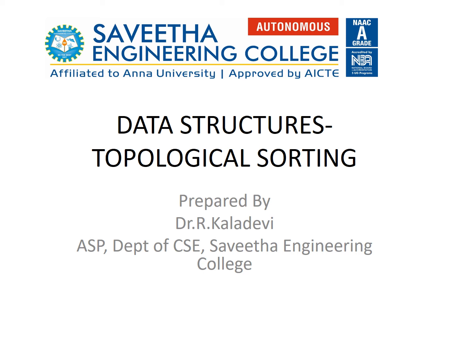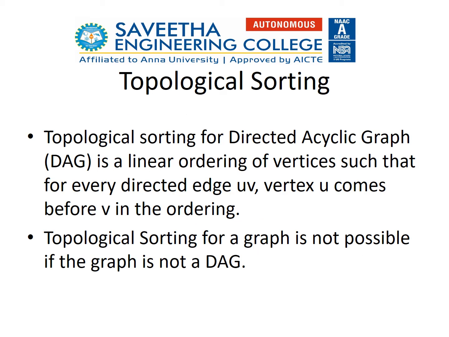Students, this session is on topological sorting, or topological ordering, as well as some definitions on graphs. Topological sorting is a linear ordering of vertices. We have to follow the order U V, which means vertex U comes before vertex V. The topological ordering may be one or more than one for a graph.